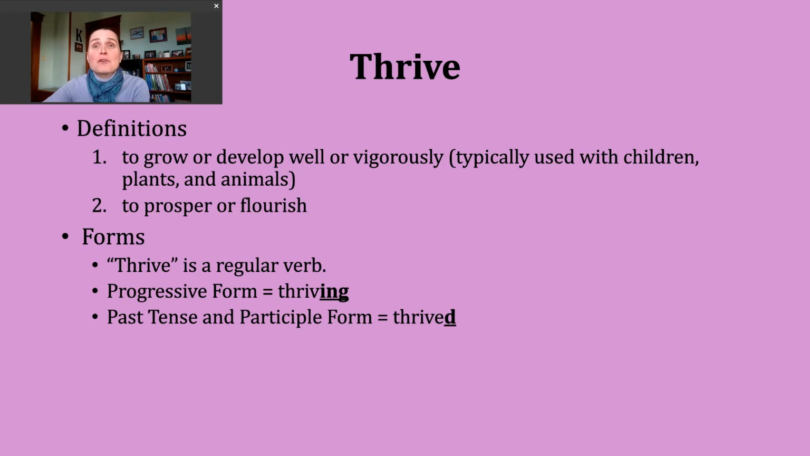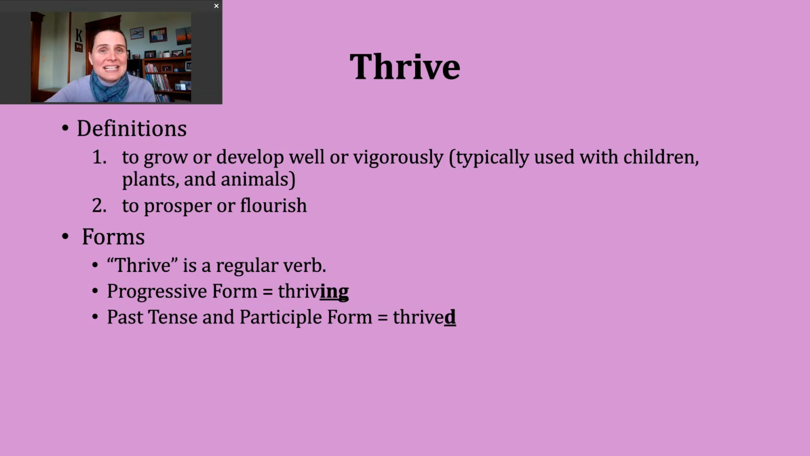You should know that the verb thrive is a regular verb. To make the progressive form, you're going to drop the E because we have a vowel consonant E word before you add ing. That makes thriving. The past tense and participle forms of this verb can be made by just adding D since this verb already ends in an E.